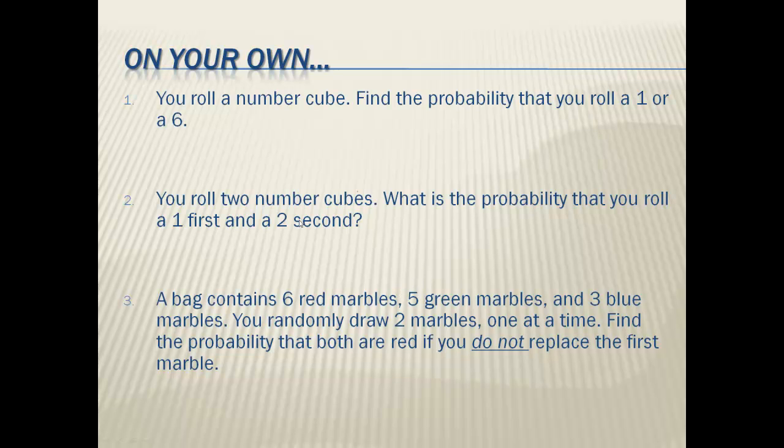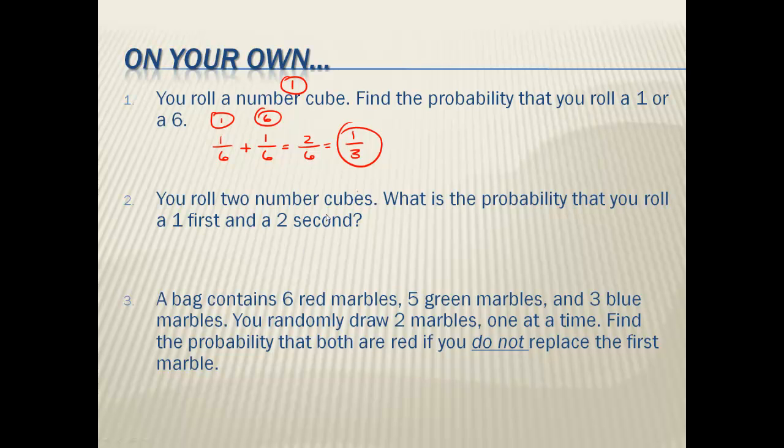Okay, so first one, what kind of probability is this? Well, you roll a number cube. Okay, it sounds like 1 to me because there's only 1 roll there. So the probability that you roll a 1 or a 6, well, the probability of rolling a 1 is 1 in 6, right? The probability of rolling a 6 is 1 in 6. So we just add those together because this is 1 roll. So 1 plus 1, because our denominators are the same, is 2 over 6, which reduces to 1/3. So we have 1 in 3 probability of rolling a 1 or a 6.